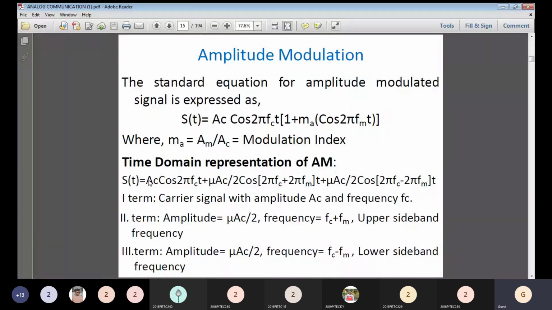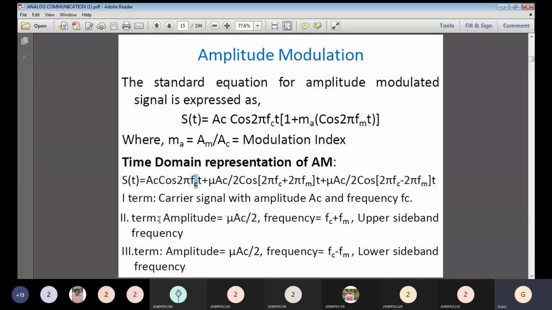So after modulation, the modulated signal is there. After expanding and simplifying the equation, finally we got this equation. This equation is our amplitude modulated signal's equation. In the first term, we have amplitude AC and the frequency is FC. Only one frequency term is available, and that frequency is the frequency of the carrier signal. So this first term is the pure carrier signal without modulation.